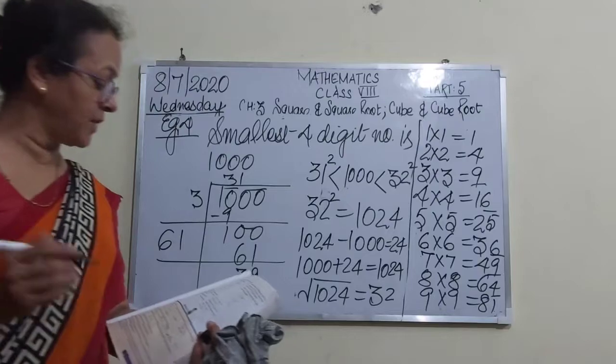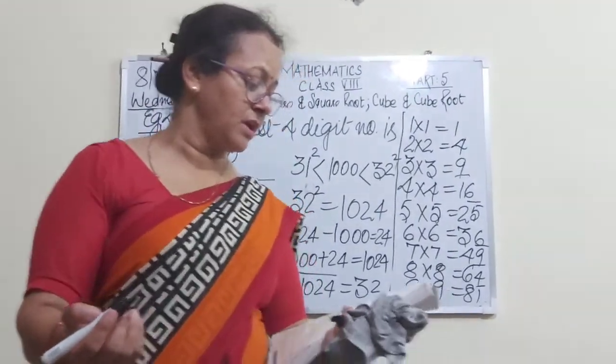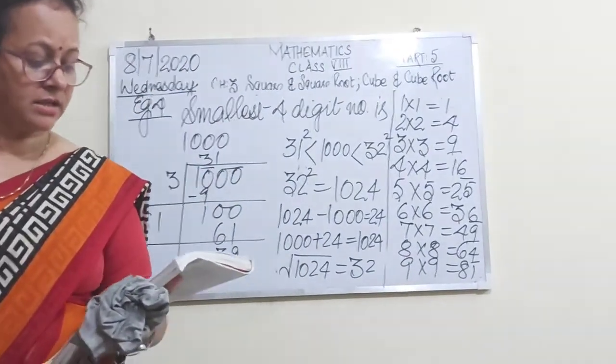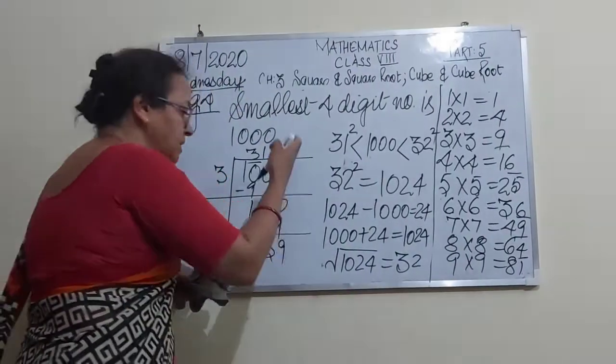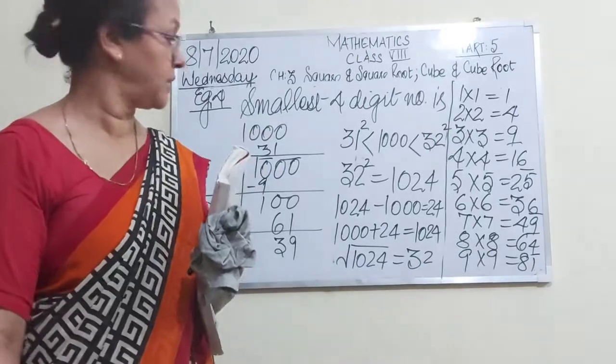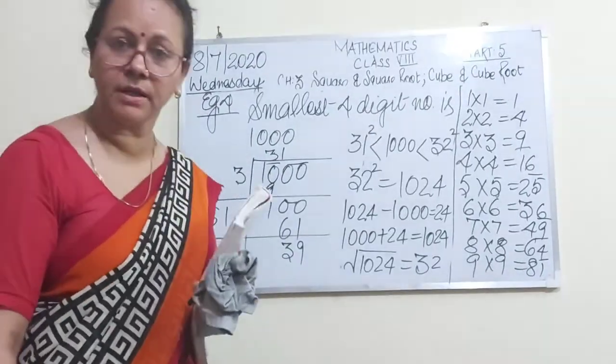What are they asking? Find the least number that must be added to make a perfect square. So what is the least number? The required number is 24, which makes 1000 a perfect square. Hence 24 is the required number.